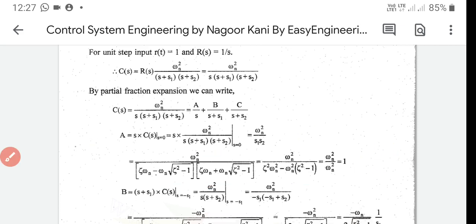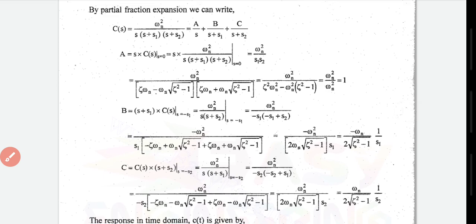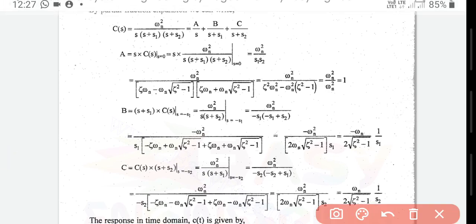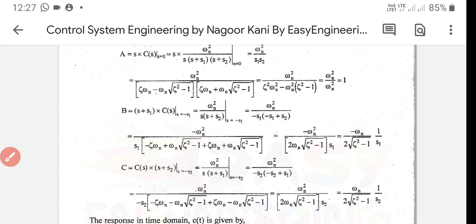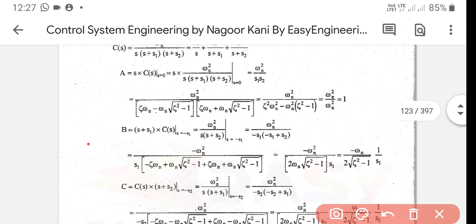So what is the second residue, B? B is equal to s plus s1 into C of s by letting s is equal to minus s1. After substituting C of s, you obtain the formula as omega n square by s into s plus 2, letting s is equal to minus s1. Substituting s is equal to minus s1, you obtain omega n square by minus s1 into minus s1 plus s2.